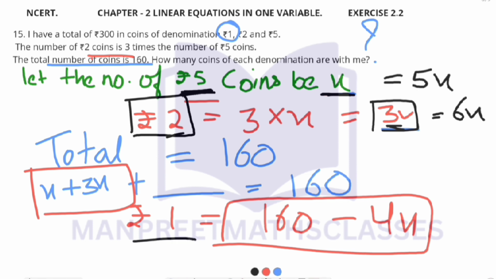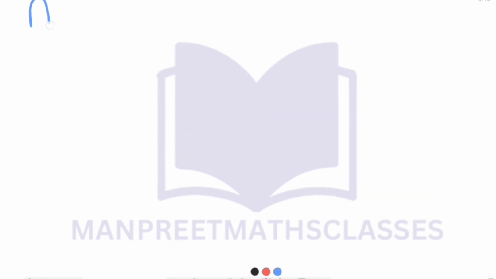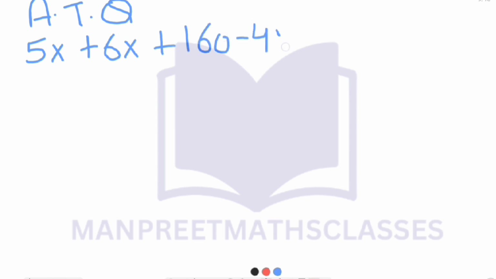Next, ₹1 coins are 160 minus 4x, so the value of ₹1 coins is 160 minus 4x. Now we got all 3 values, and in the question at the start they have written that the total is 300. Now when we add these 3 values, the answer will be 300. So let's solve it. As per the condition given in the question, 5x plus 6x plus 160 minus 4x is equal to 300.